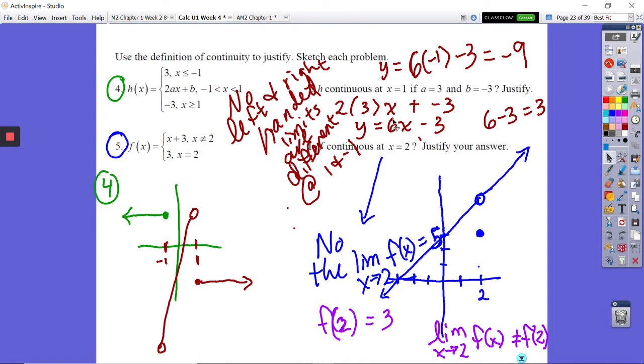Okay, and this was only supposed to be about 1, so I didn't need to put the other one in, but whatever. We have them both.